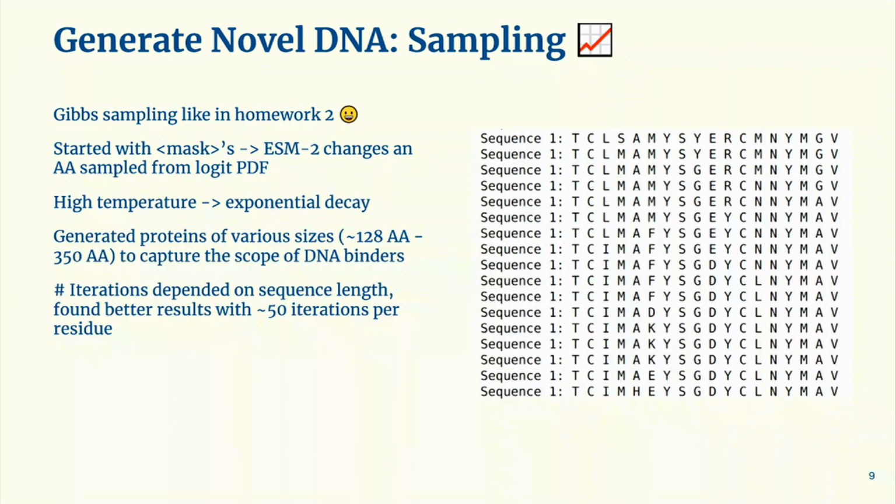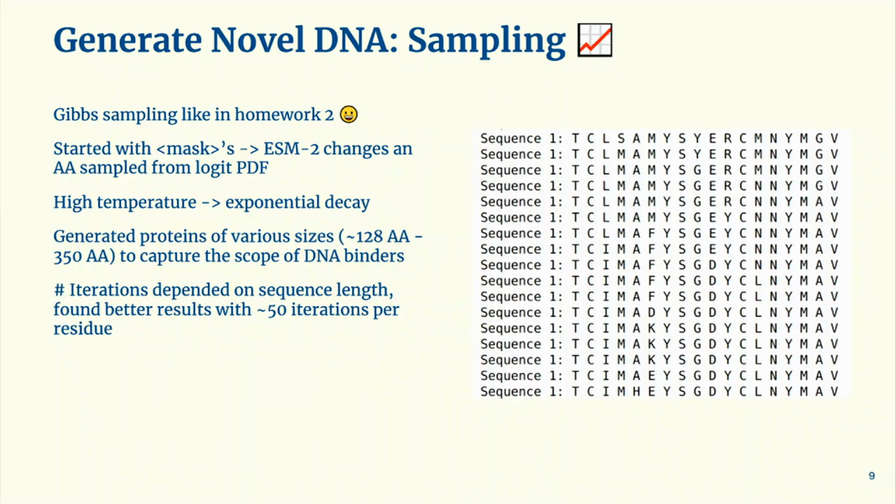Okay, and the next step after we fine-tune ESM is that now we're going to sample from ESM. This is very similar to what we did on a homework problem too. We use Gibbs sampling. So initially we started with a protein sequence that was just masked. And then at every iteration, we would change an amino acid from the logits that ESM2 outputted. So here is one protein sequence. I cut it off just for brevity. But every line is a new iteration.